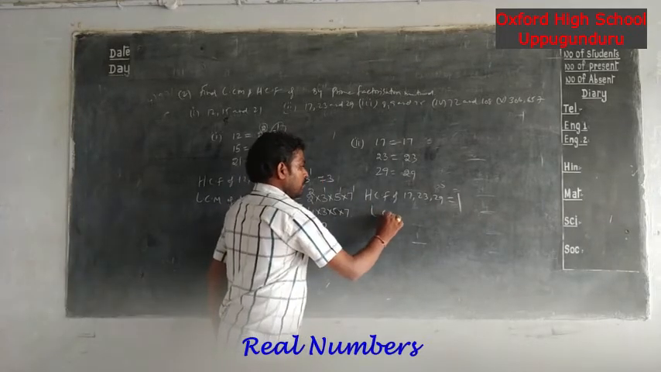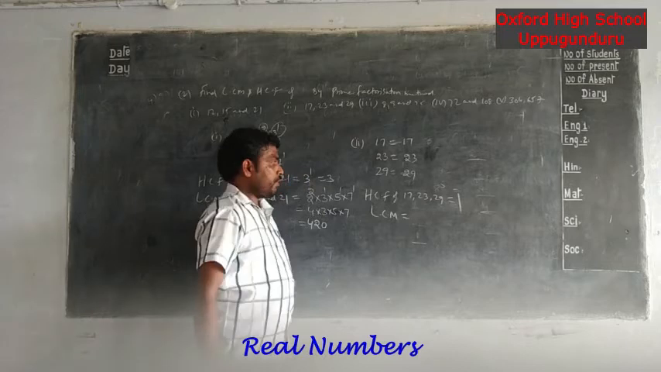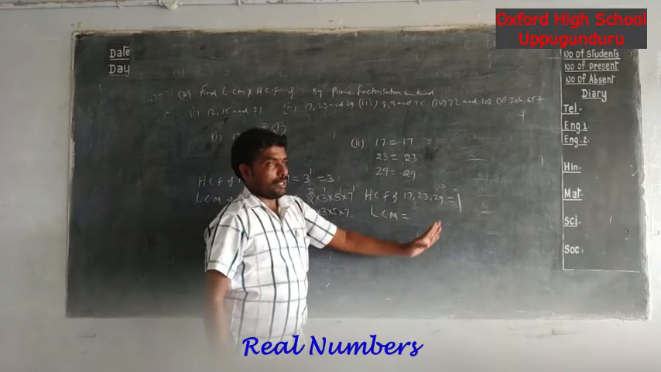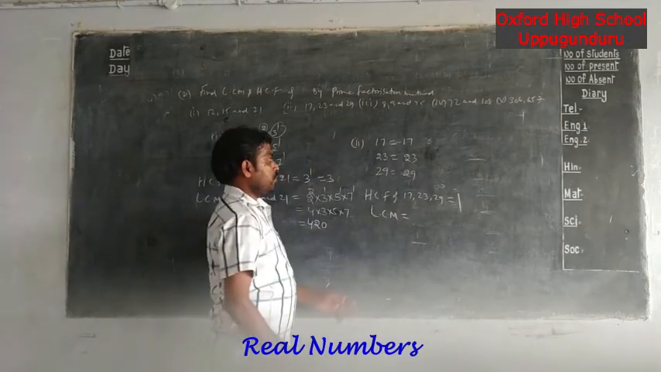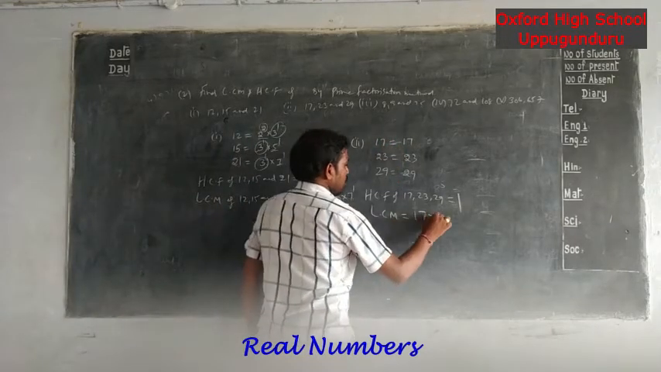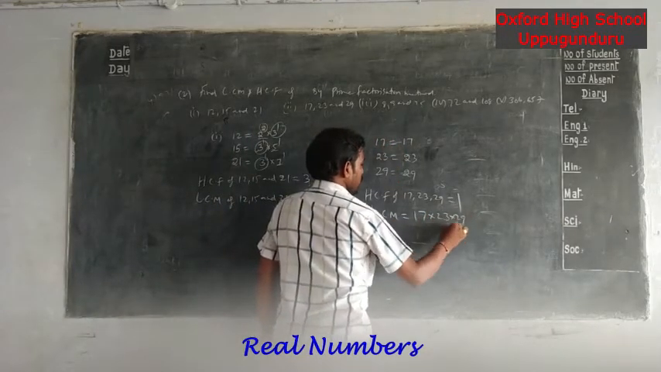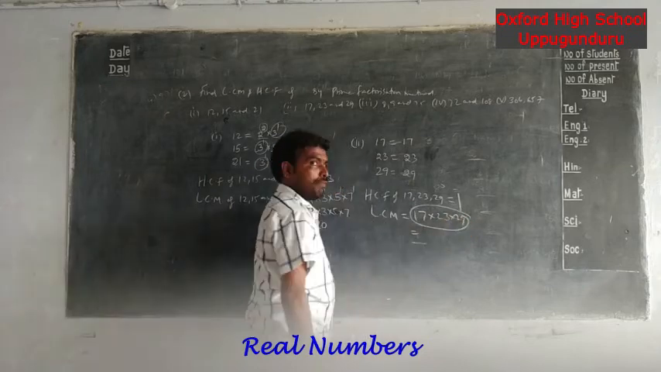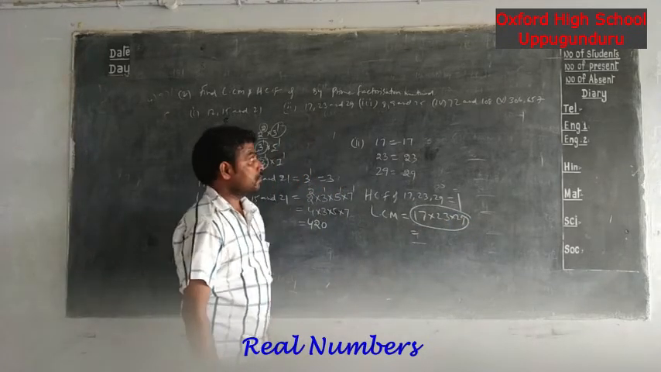Now to find the LCM. Whenever the HCF of two or more numbers is 1, you can simply write the LCM as the product of all those numbers: 17 into 23 into 29. So the product of all these three will give the LCM.